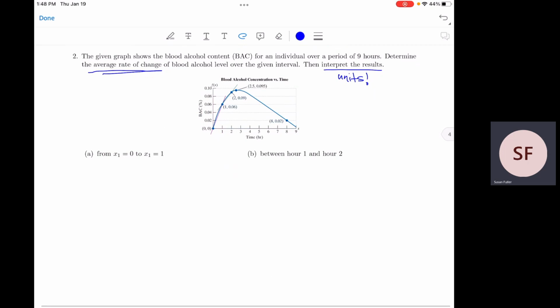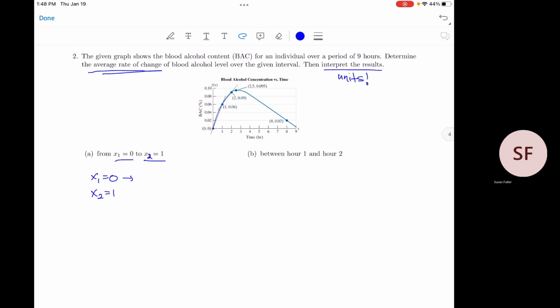So let's just start with the finding part. Part A, we want to find the average rate of change, that means average slope, from x1 equals 0 to x, that should be a 2, x2 equals 1. All right, so x1 equals 0 and x2 equals 1. All right, I have to find y1 and y2. To find y1, I have to figure out what y is when x equals 0. So if x equals 0, what is y?